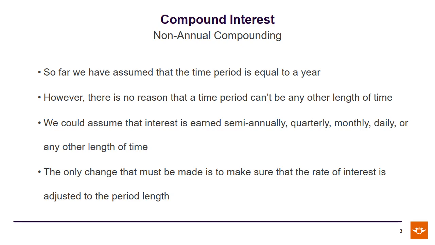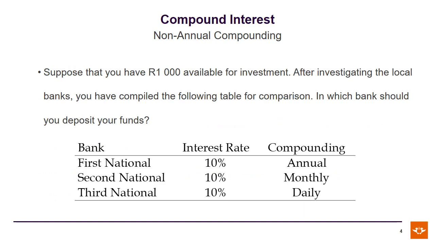So again, the best way to demonstrate this concept of non-annual compounding, which is having periods that are different from a year, is to use an example. Suppose that you have 1,000 Rand available for investment, and after investigating the local banks, you have compiled the following table for comparison. Your question is, which bank should you deposit your funds in?